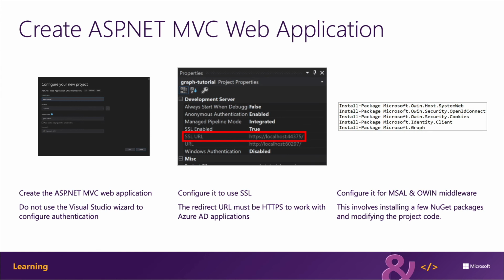These two libraries will require that you install a few libraries in your project. The libraries are available as NuGet packages. Next, I'm going to ensure the application is using SSL. When you register an application with Azure AD, you're going to need to specify the redirect URL where users will be sent to after a successful sign-in. This URL must be configured.